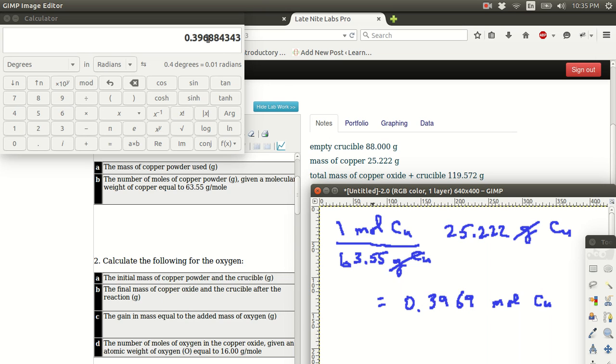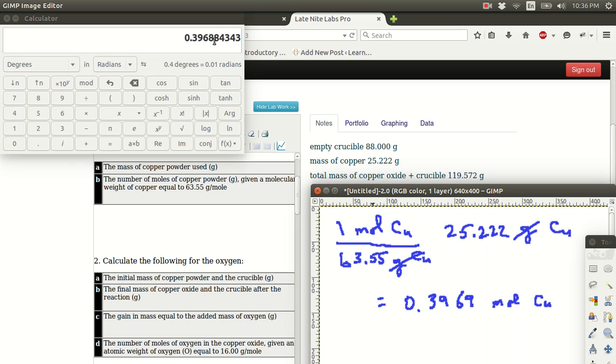Here on the calculator, 0.3968, that's all I want. However, the last digit that I want, which is an 8, comes before another 8, which is more than 5. So I have to increase this 8 to 9. This is how to round off numbers in chemistry.